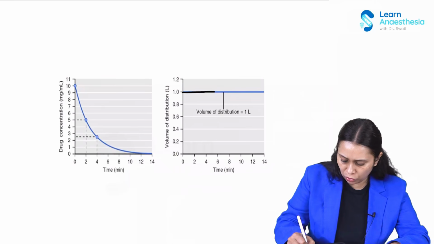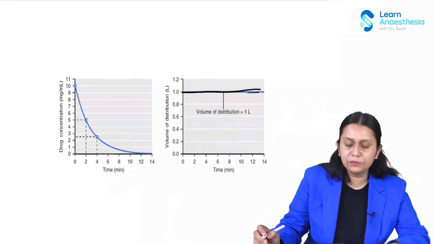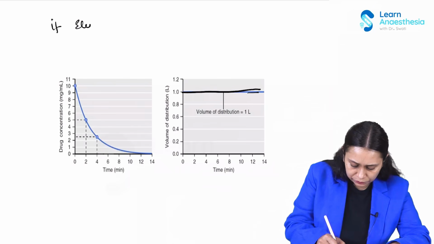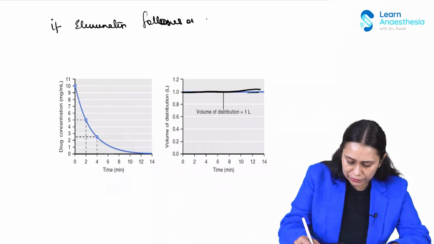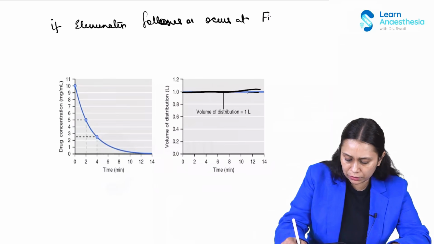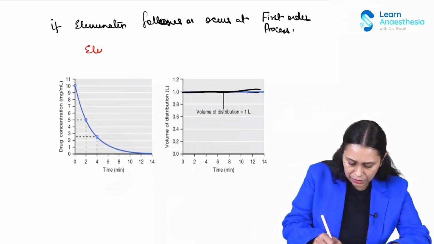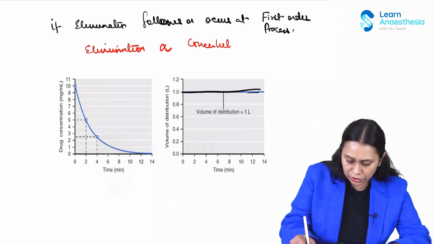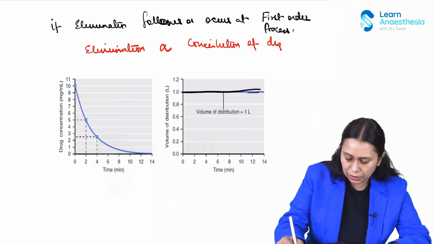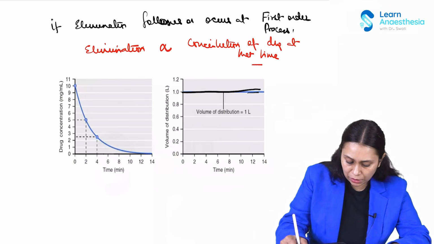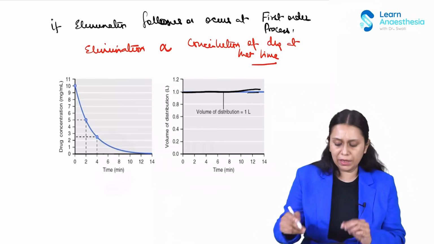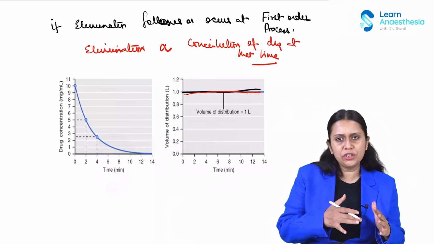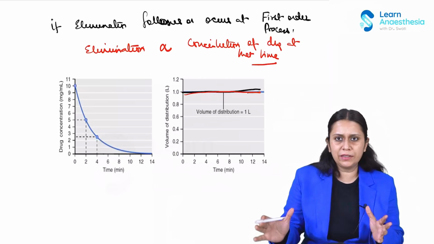So the volume of distribution will remain constant if elimination occurs as a first order process. What do I mean by this first order process? I mean elimination is proportionate to the concentration of drug at that time point, right? So volume of distribution in this case also will remain constant at 1 liter. Constant elimination is happening from the body, but the volume of distribution of the drug is the same.